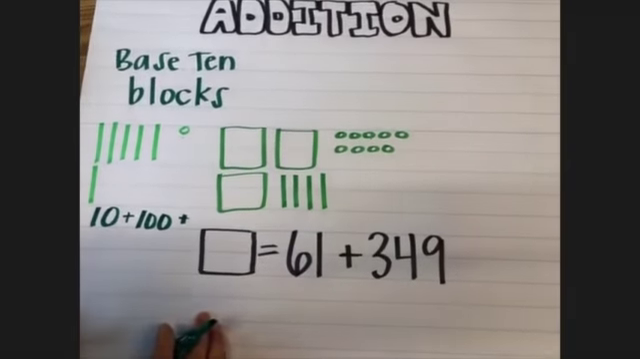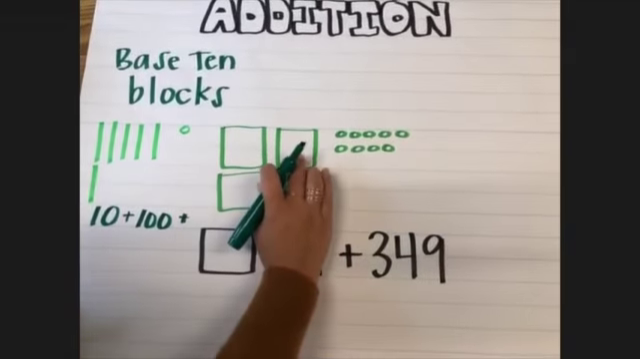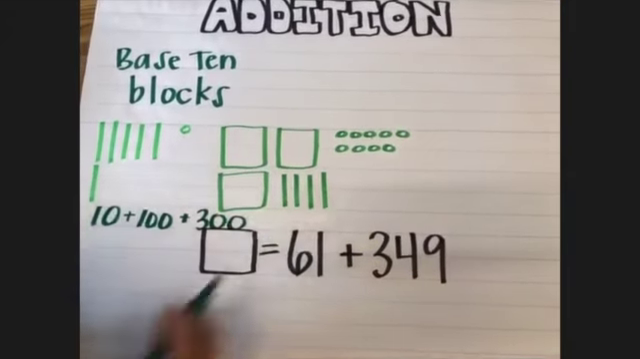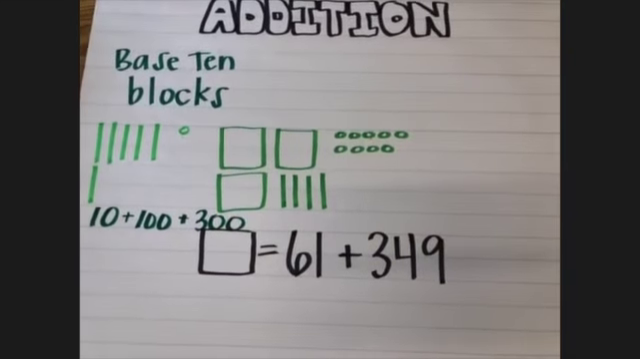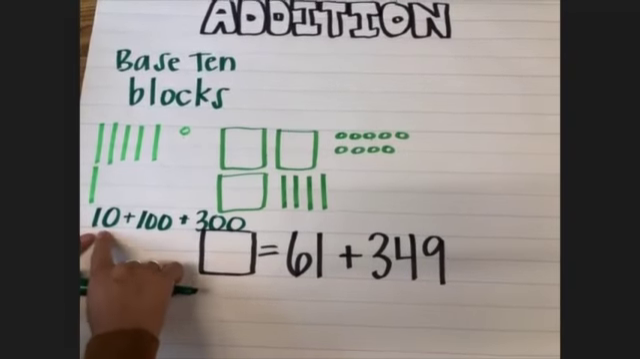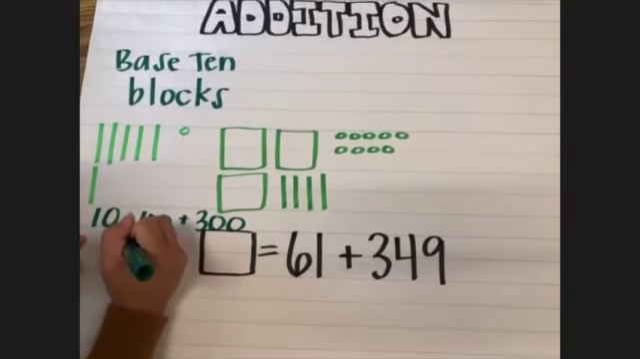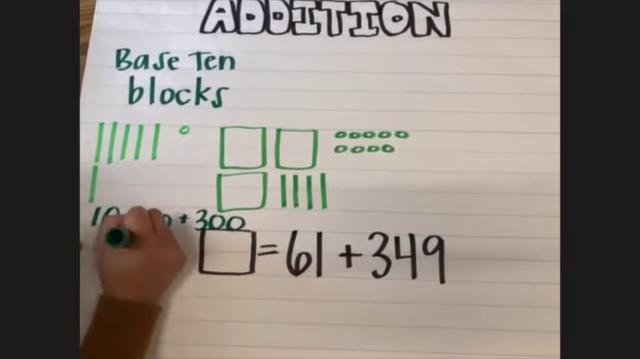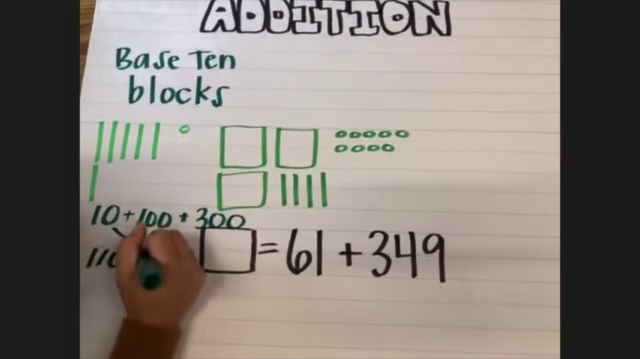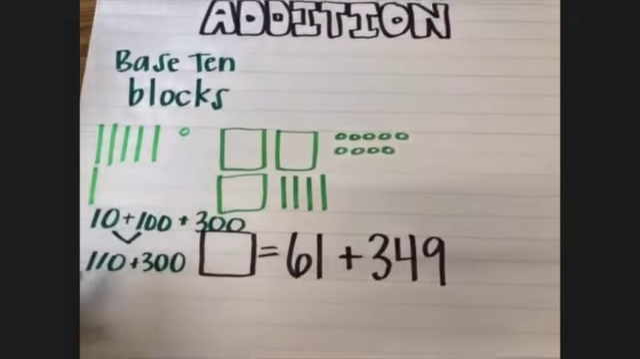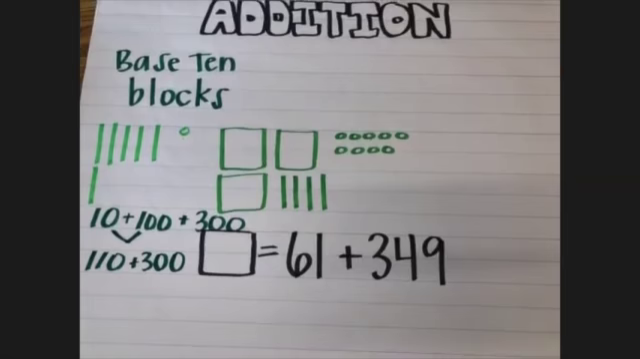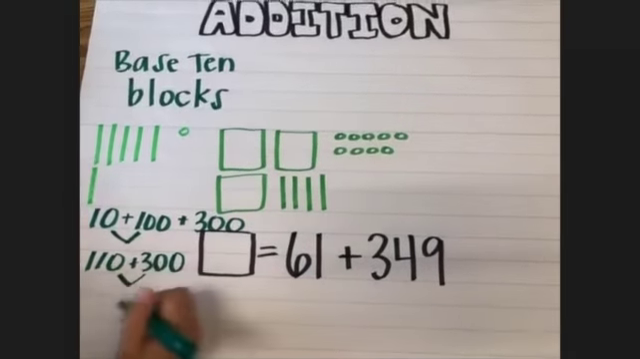And look at our hundreds. I have 100, 200, 300. So I'm going to write that down here. All right. So now what I have left to do is I'm going to add 10 plus 100 to make 110 plus 300 more to find my answer. All right. So in total, I have 410.